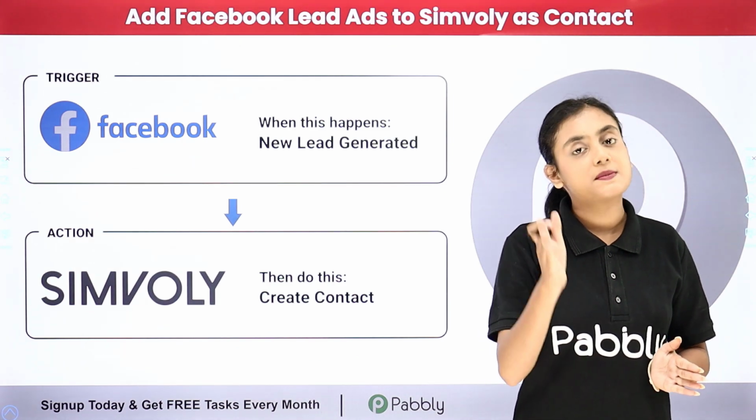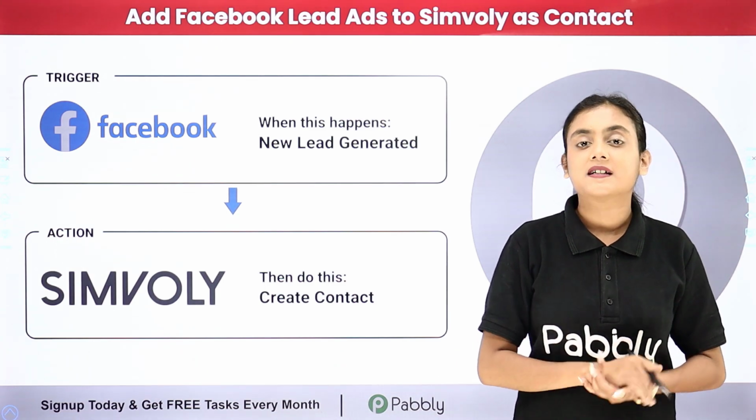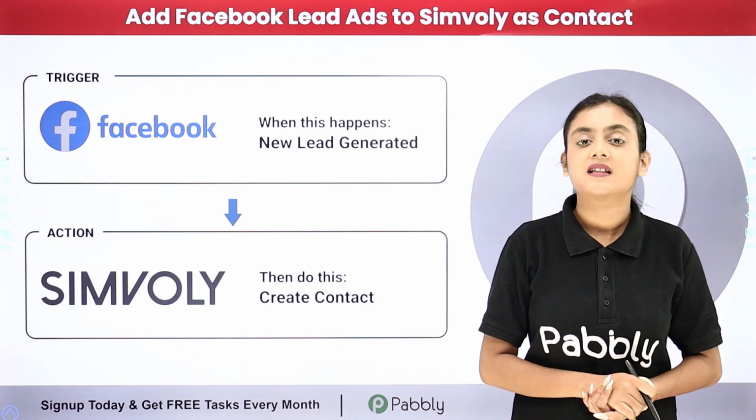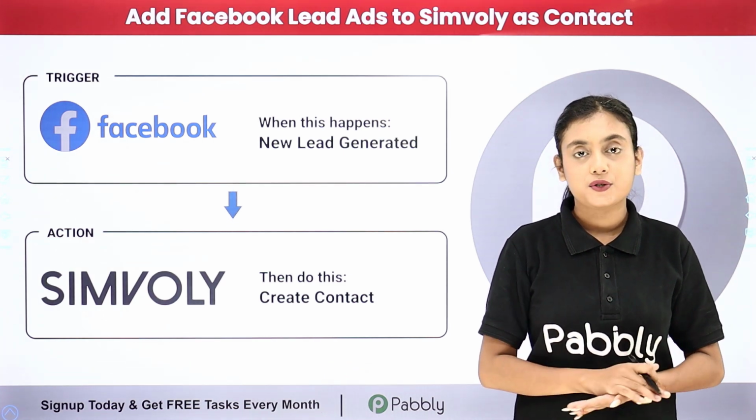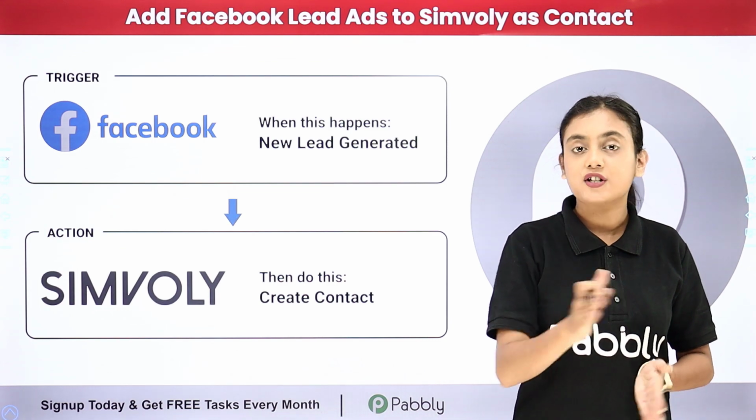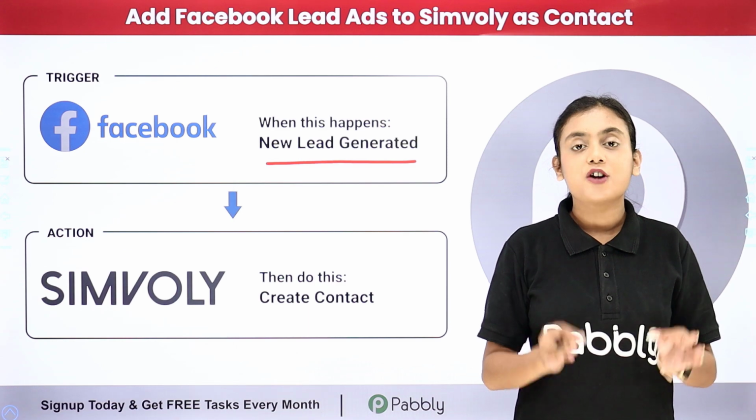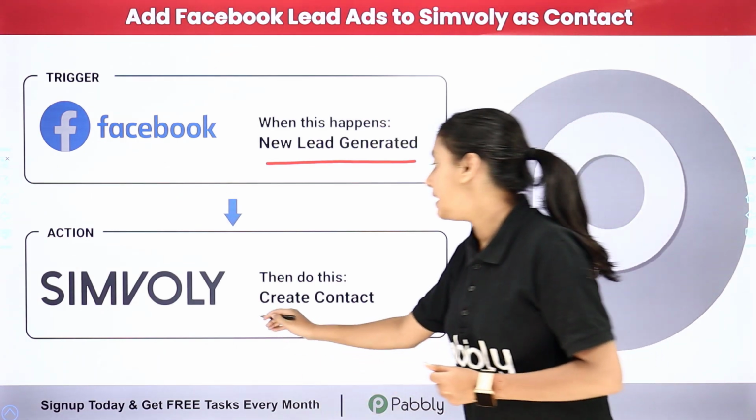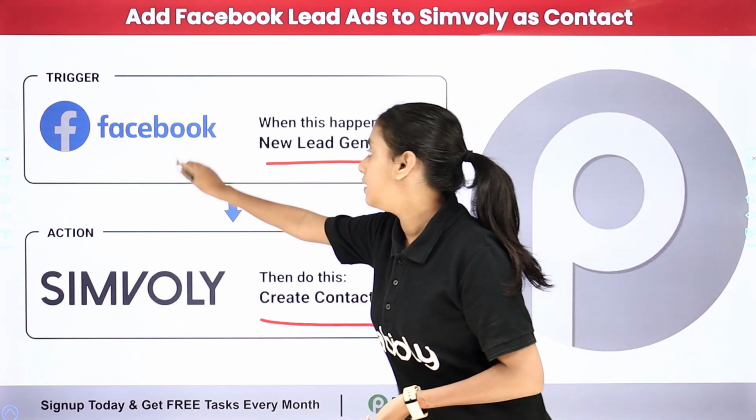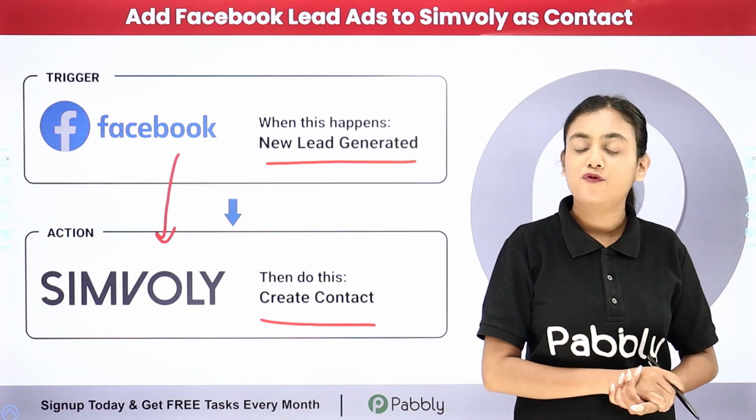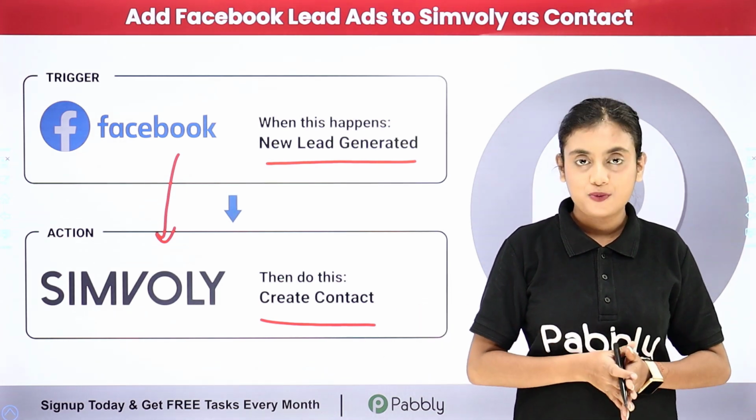And if I'm going to do this manually, it is going to take me a lot of time. So what I did was, I simply created an automation using Pabbly Connect, which is an amazing automation and integration software. So here in this automation, what we are going to learn is that whenever a new lead is generated by any of my potential customers with the help of Facebook lead ads, automatically that lead is going to be created as a contact in my Simvoly account. And for that, we're going to create an automation between Facebook lead ads and Simvoly with the help of Pabbly Connect. So if you want to learn about this amazing automation, then let me take you all to my screen.